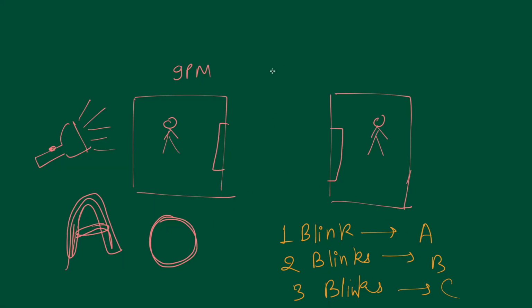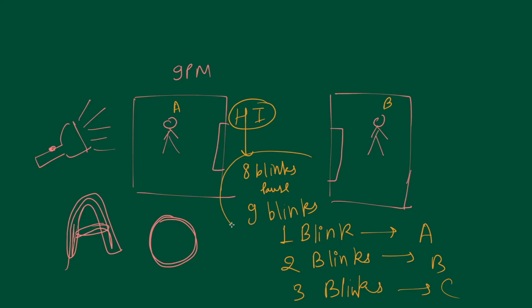So let's say now this friend wanted to say hi to friend B. For this, what he had to do is turn on the torch and do 8 blinks, and then some pause, and then again 9 blinks. So 8 blinks plus 9 blinks, a total of 17 blinks, would be required to say hi from this person to this person.